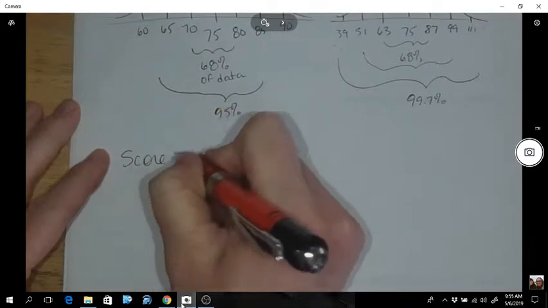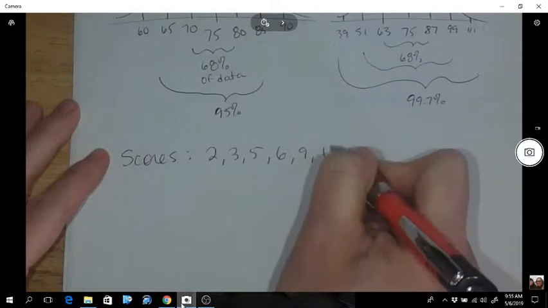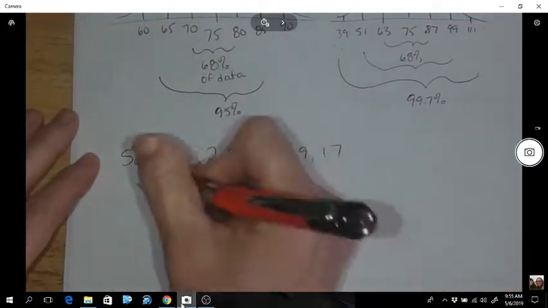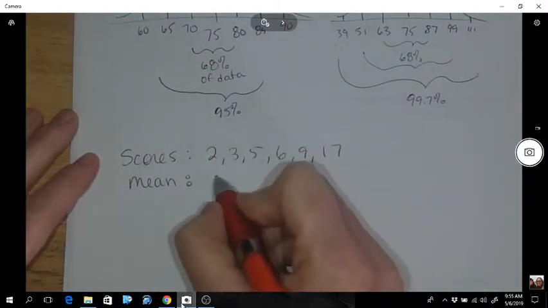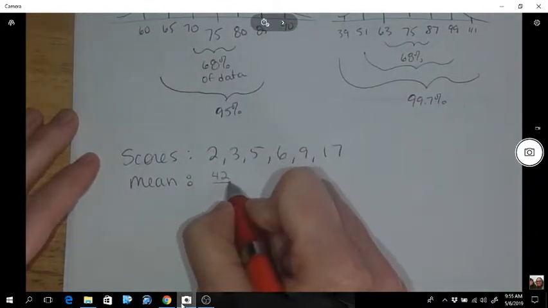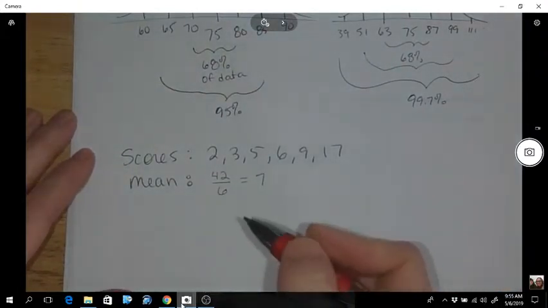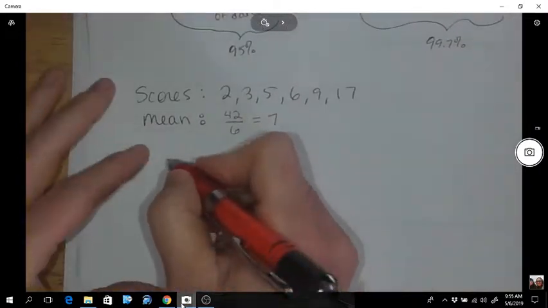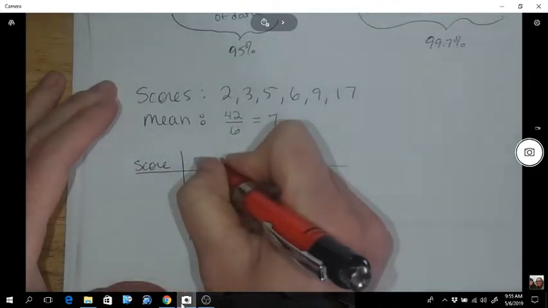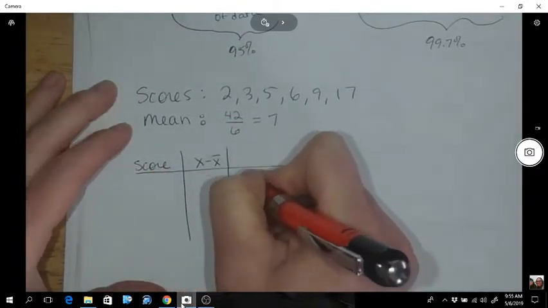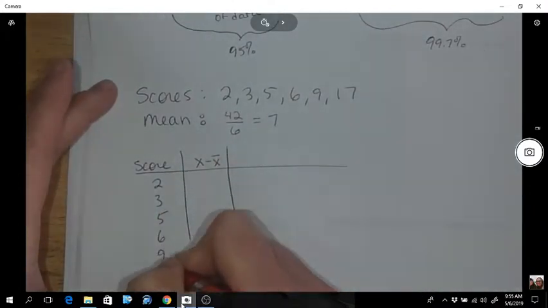Here are my scores: 2, 3, 5, 6, 9, 17. First of all, we need to find the mean, and we know how to do that. We add them all up, which is 42, divided by 6 numbers, so the mean is 7. Now we're going to create a chart, starting with the scores that were given.